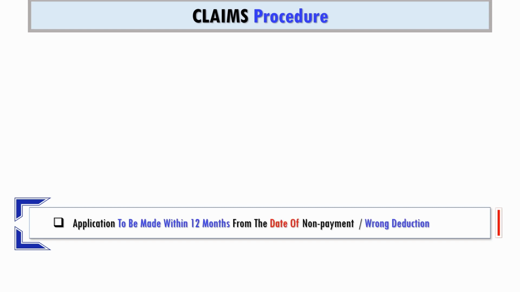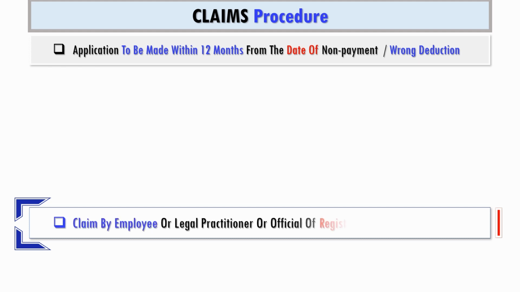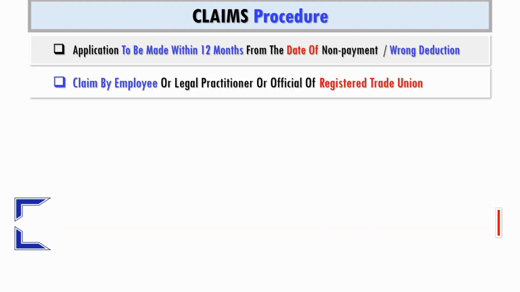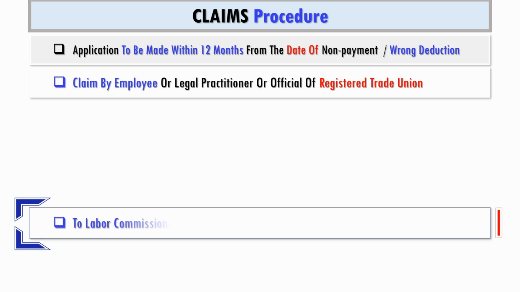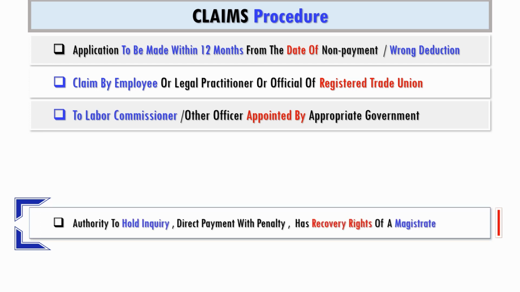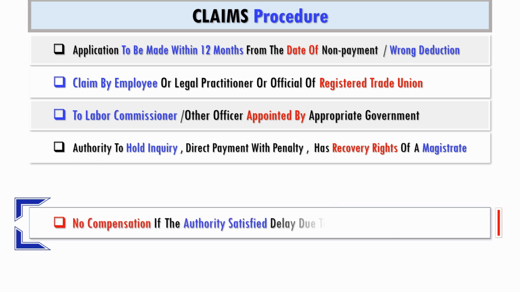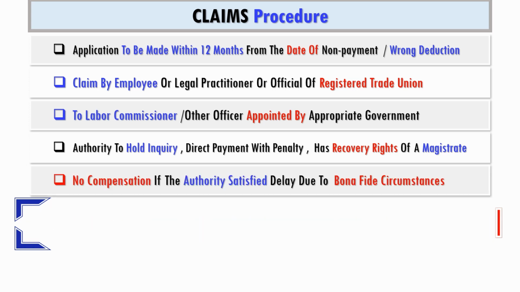Act provides for well-set claims procedure, application to be made within 12 months from the date of non-payment or wrong deductions. It can be made by the employee or his legal practitioner or the office of registered trade union, and it is made to a labor commissioner or other officer appointed by the appropriate government, and the authority shall hold inquiry and direct payment with penalty wherever required, and it has got the recovery rights of a magistrate. If the authority is satisfied that the delay is due to bona fide circumstances, it may not grant any compensation.